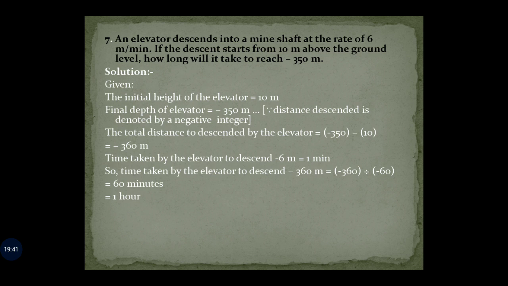Time taken by the elevator to descend minus 6 meters is 1 minute. So, time taken by the elevator to descend minus 360 meters is equal to minus 360 divided by minus 6, which is equal to 60 minutes, which is 1 hour.